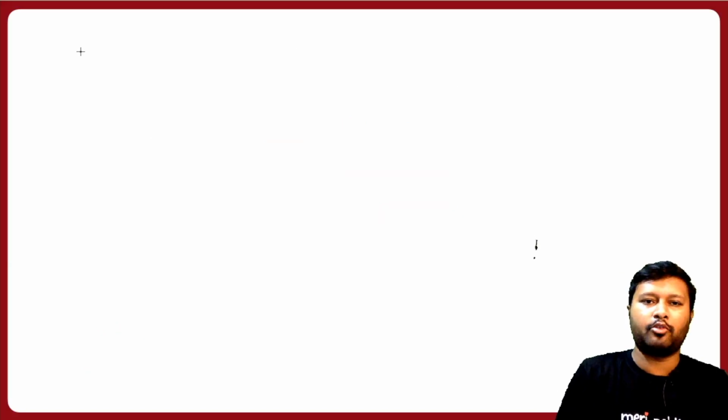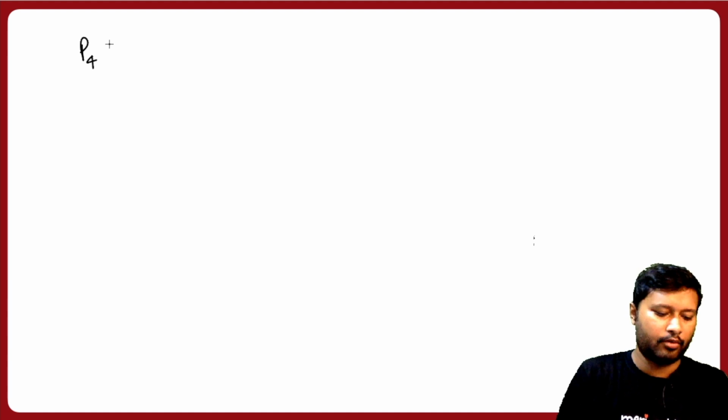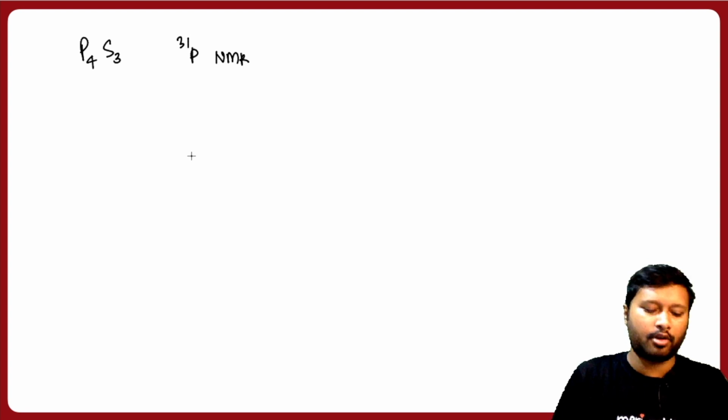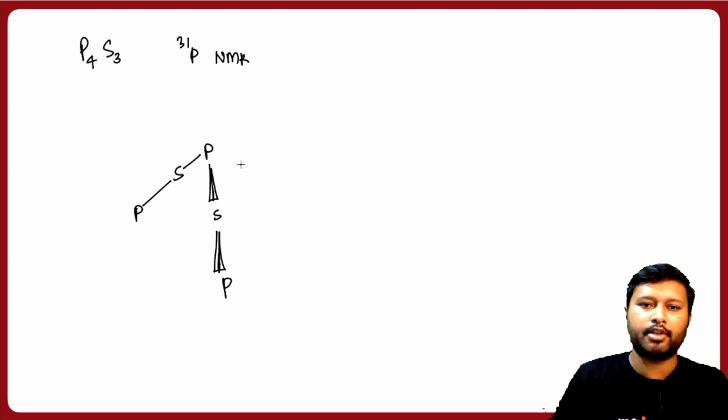Now let's take one more example. We have, let's say, P4S3 as the molecule, and we are doing 31P NMR in this, so we will look for phosphorus here. Let me draw the structure of this. We will have phosphorus attached to sulfur, then phosphorus, then attached to sulfur, and then phosphorus over here, and here again sulfur and then phosphorus.